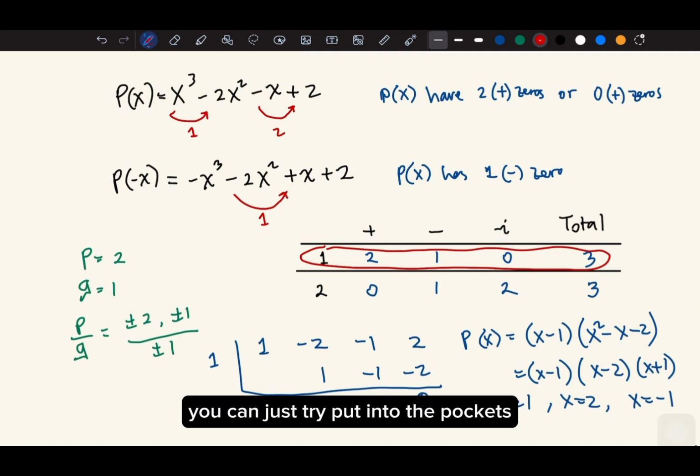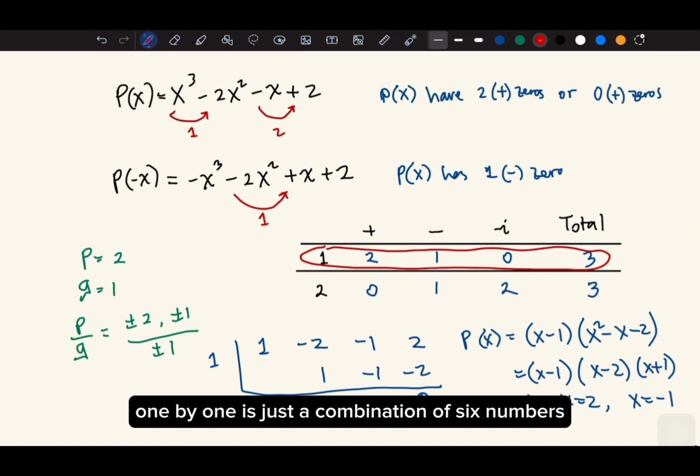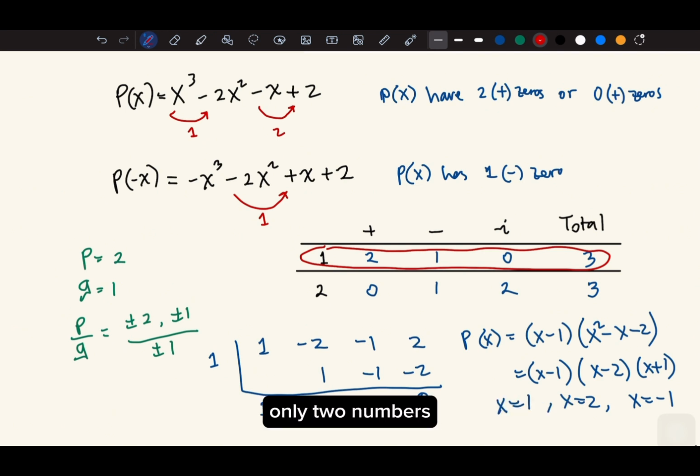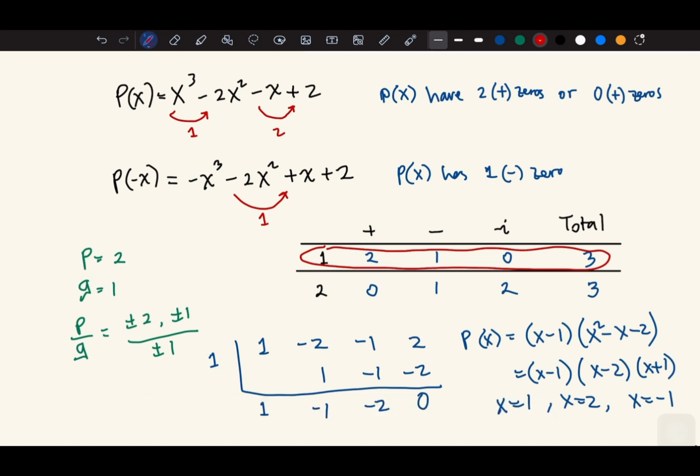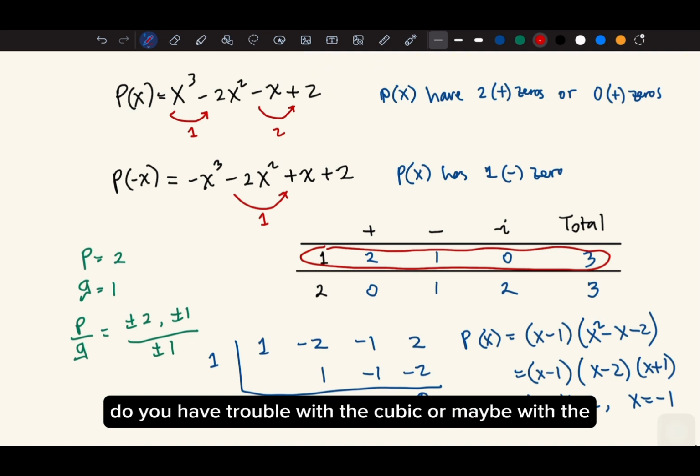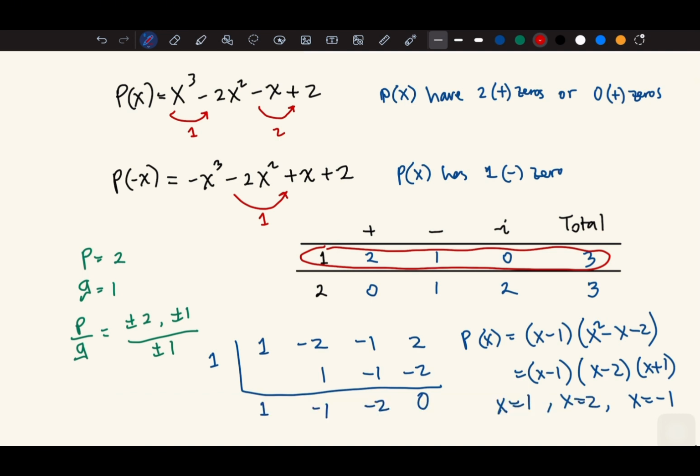So the first root fits with the final answers. You can just try putting them into the function one by one. It's just a combination of only 2 numbers, like plus or minus 2, plus or minus 1, only 4. So basically just try one by one in the equation. I think still, do you have trouble with the cubic or maybe with higher degrees than that? Doing this would be helpful.